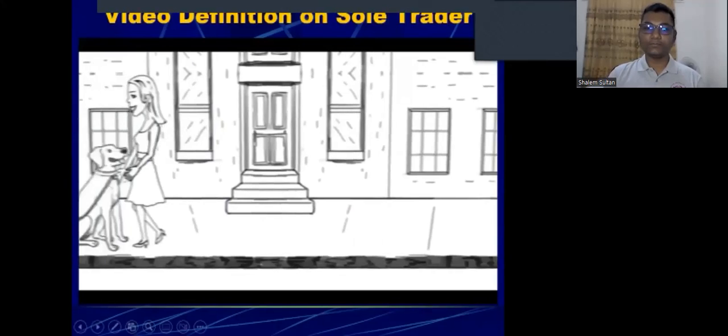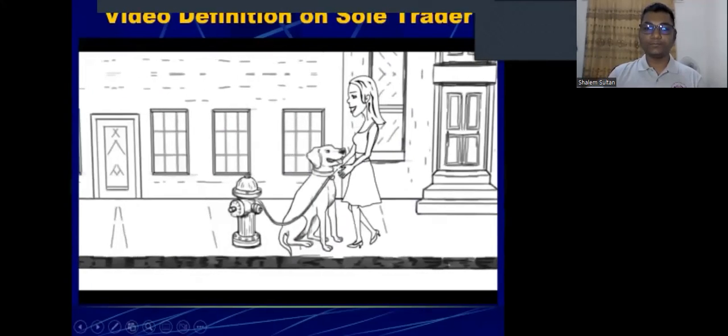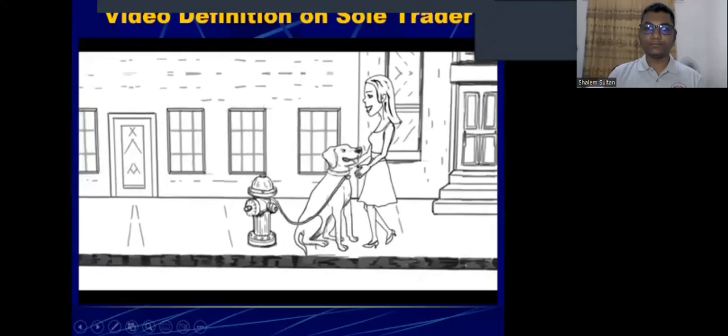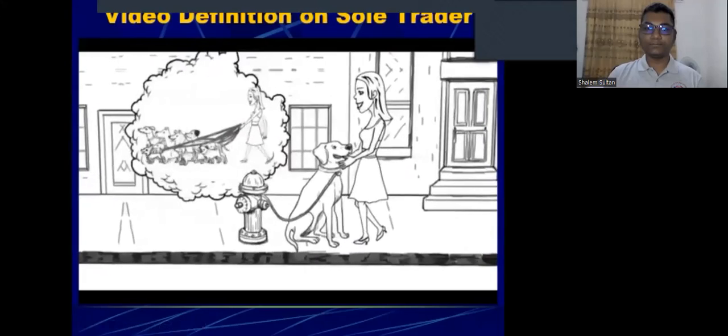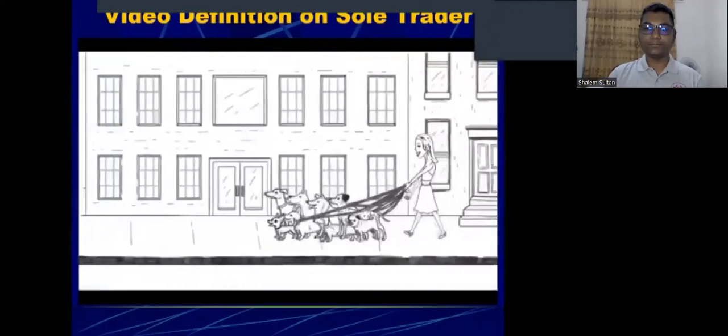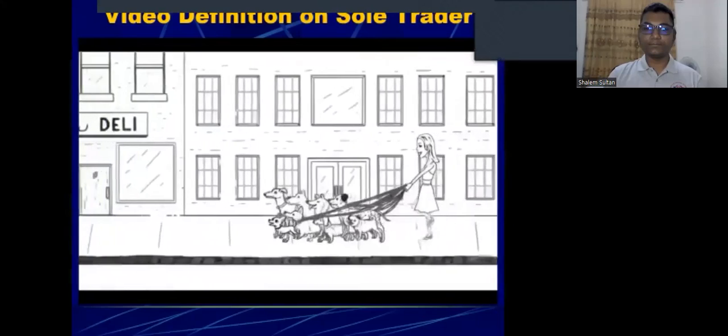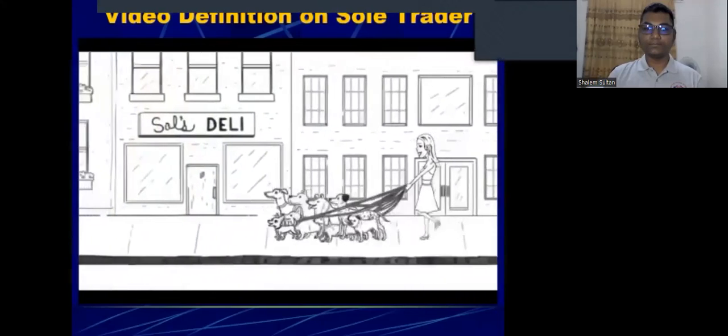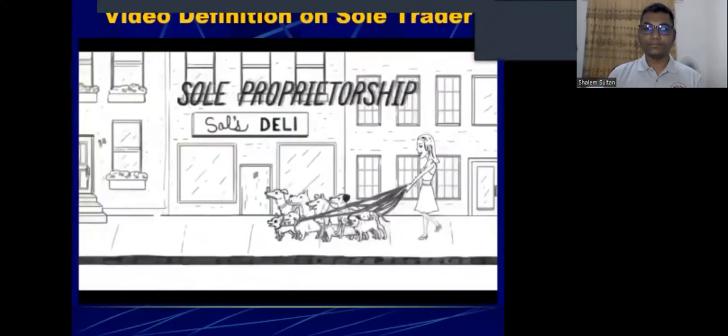Sheehan is a natural when it comes to dogs. They love her, and the feeling is mutual. So she decides to start up a dog walking service in her neighborhood. Within a few weeks, she's got a lot of happy customers. Sheehan Unleashed is considered a sole proprietor.